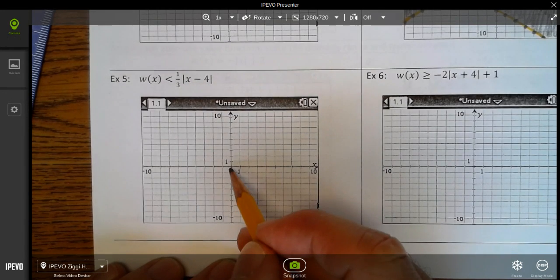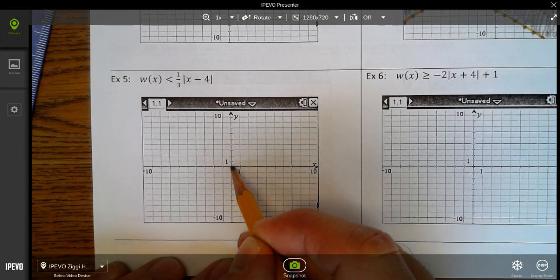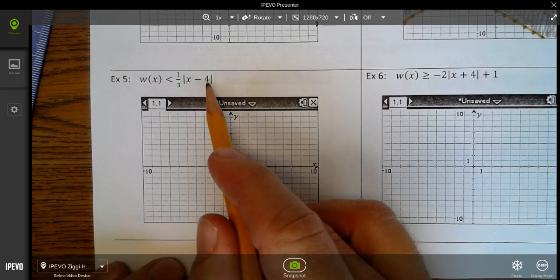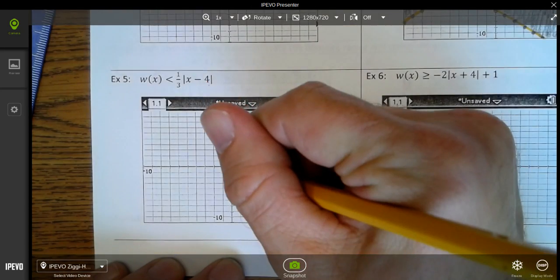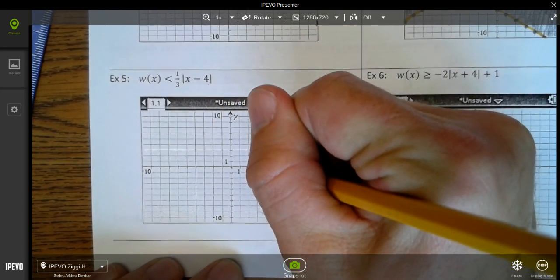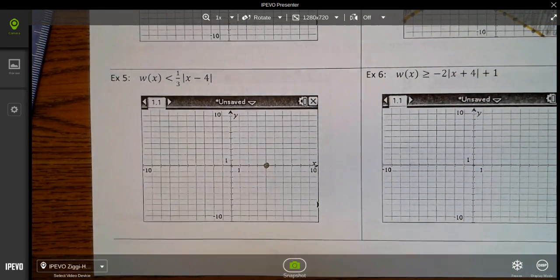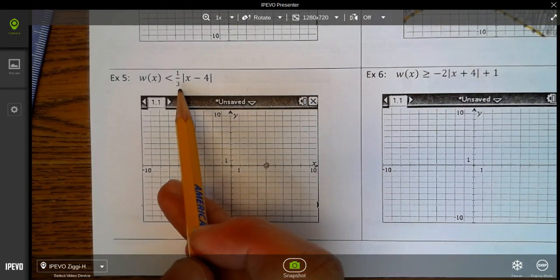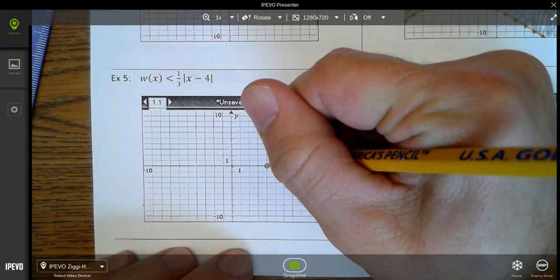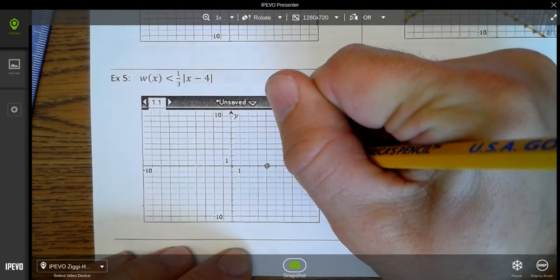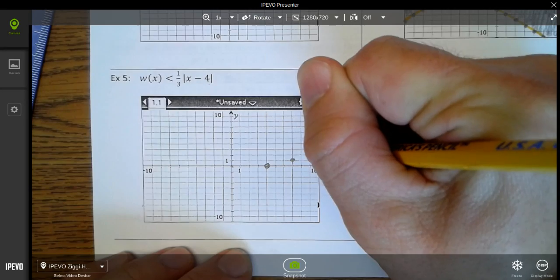So again, we start at the origin because that's where the parent function is, and then we follow the transformation. So here it's -4, so we go to the right, 1, 2, 3, 4. Okay, so there's your new vertex. There's a 1/3 in front here, so that's our slope. So that means we go up 1 to the right, 1, 2, 3. Up 1 to the right, 1, 2, 3.